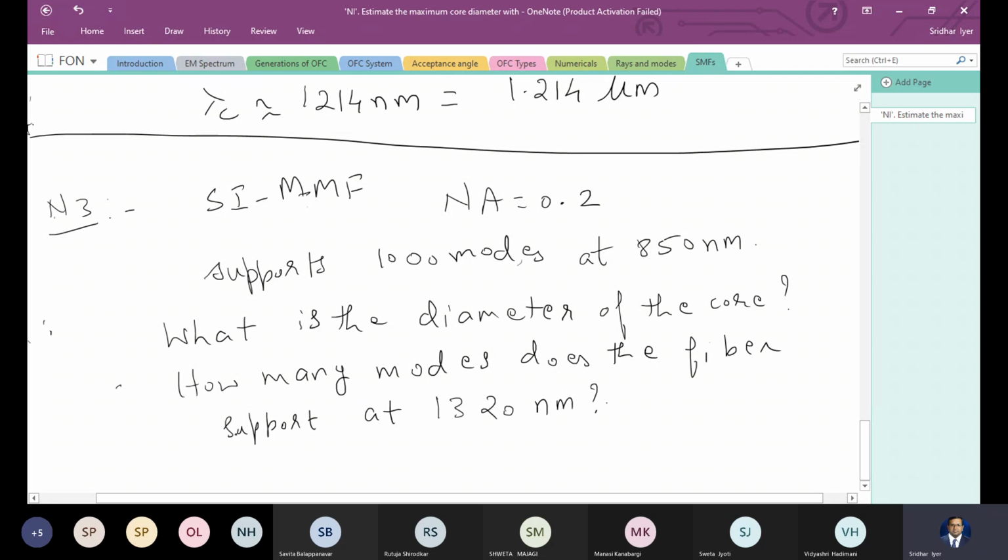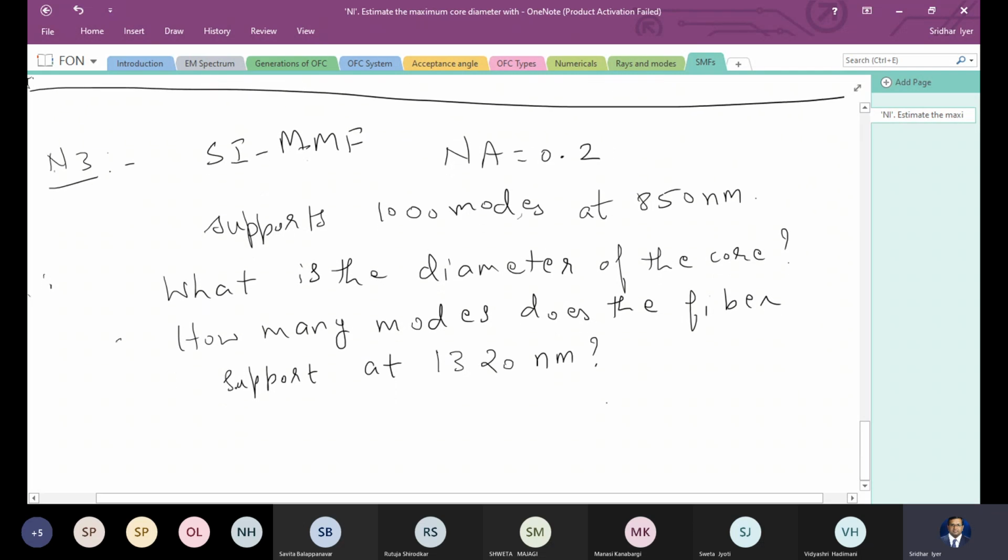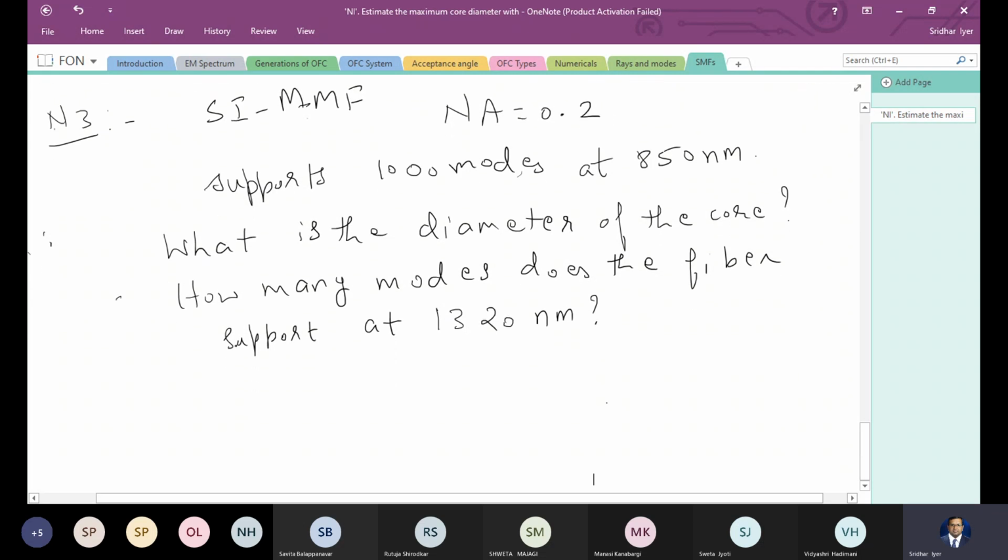Let me reread the question. A step index multimode fiber with numerical aperture of 0.2 supports 1000 modes at 850 nanometer. What is the diameter of the core, and how many modes does this fiber support at a wavelength of 1320 nanometer?